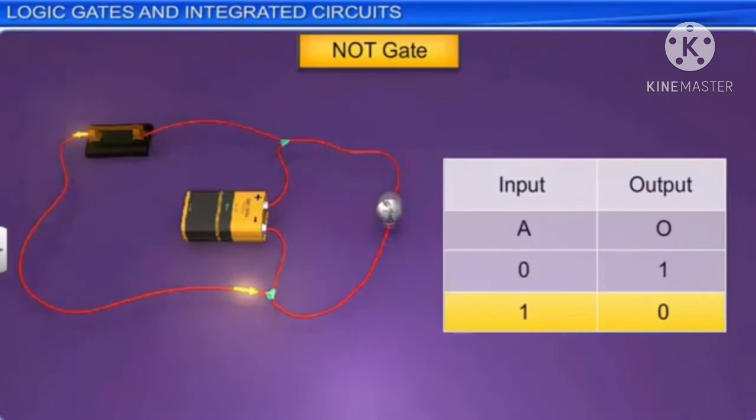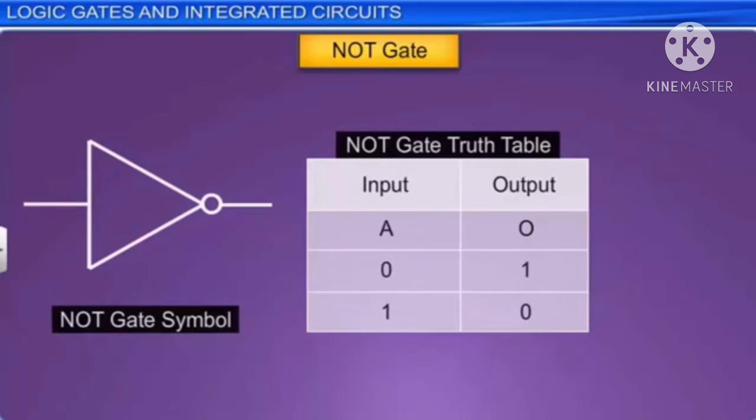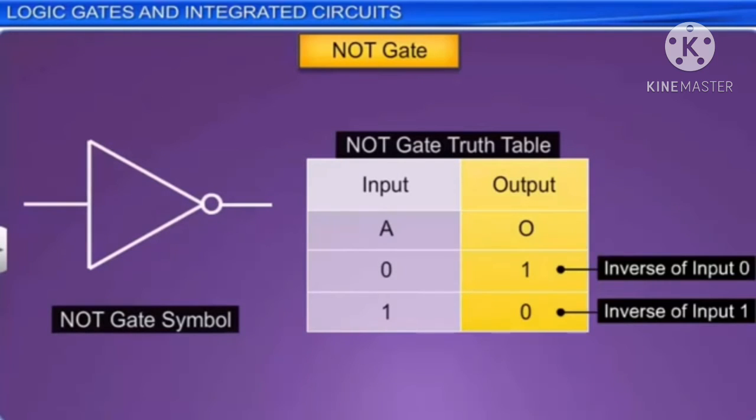The symbol and the truth table of a NOT gate are shown here. From the truth table, we can see that a NOT gate inverts the input. Thus, it is also called an inverter gate.